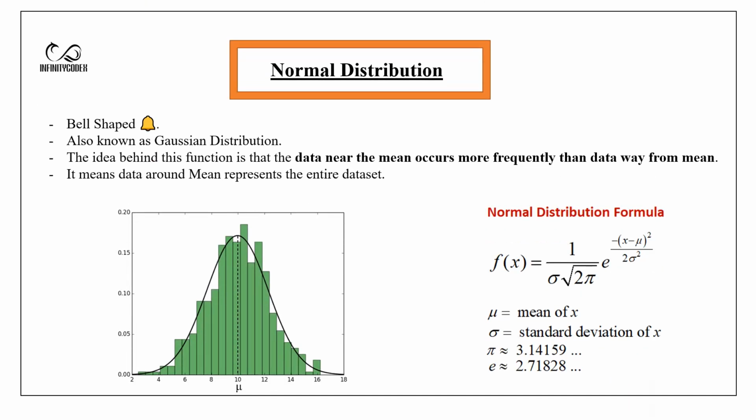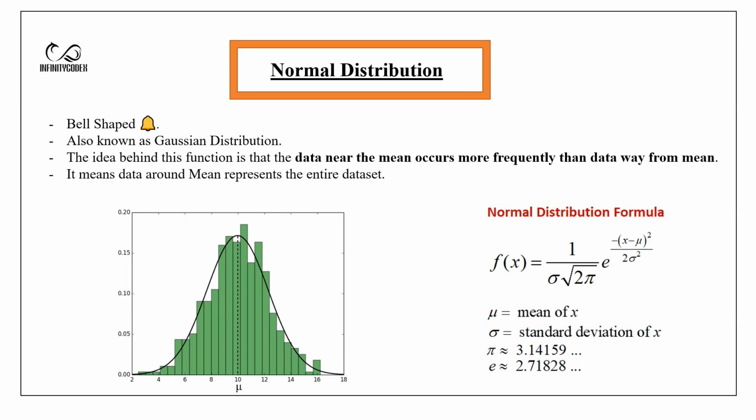Now, let us see what we mean by normal distribution. Normal distribution is a bell-shaped curve, which is also called Gaussian distribution. The idea behind this function is that the data near the mean occurs more frequently than the data away from the mean. It means that data around the mean represents the entire dataset. Most of the data points lie close to the mean and the tails are symmetrical in both directions.